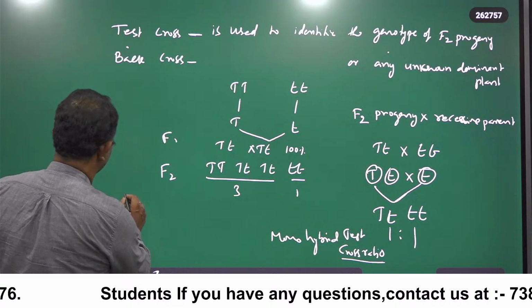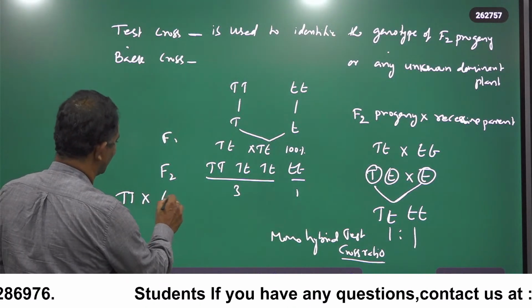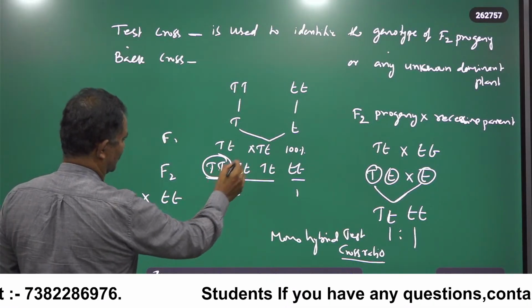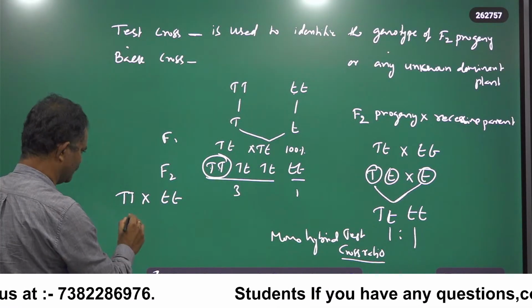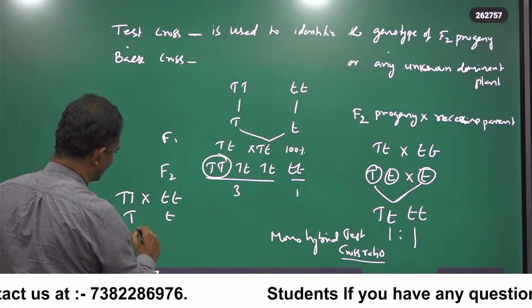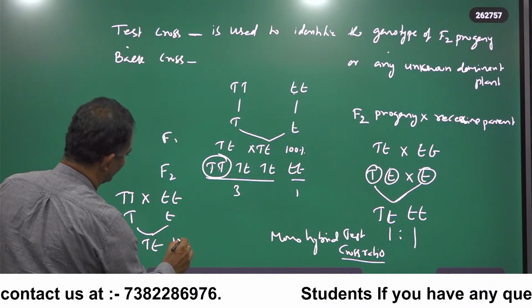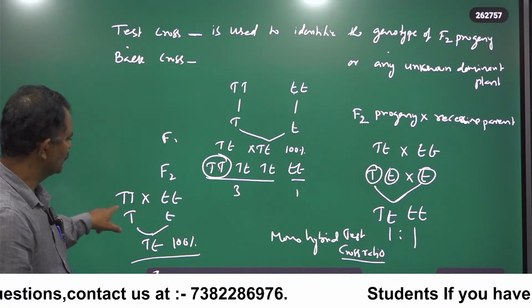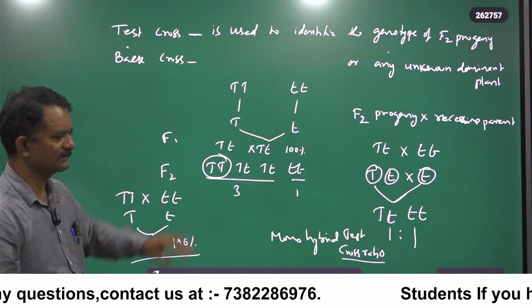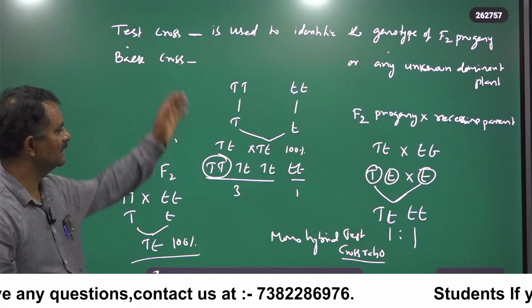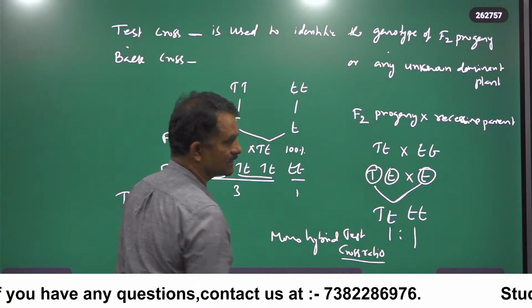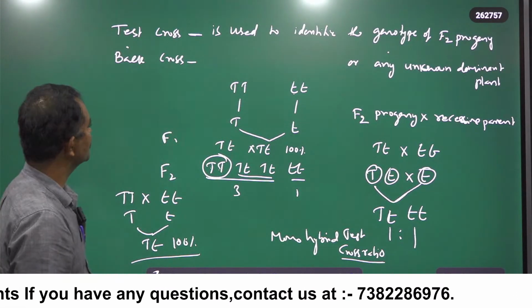If we cross capital T capital T with small t small t, automatically we get capital T small t, 100% tall plants. So it is a homozygous plant. We can determine this by test cross. Heterozygous plants we can also determine by test cross. So that is the importance of test cross.